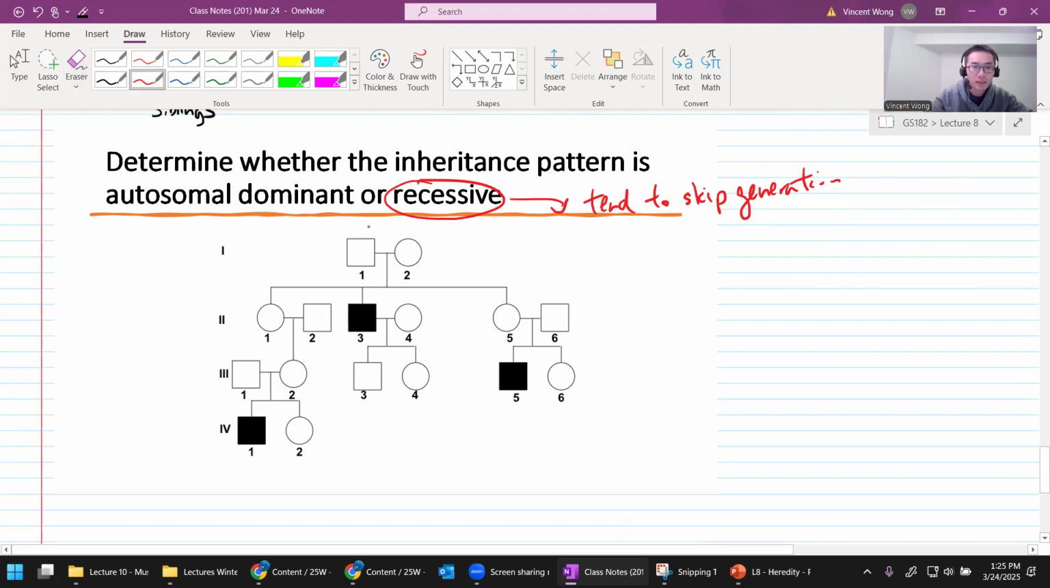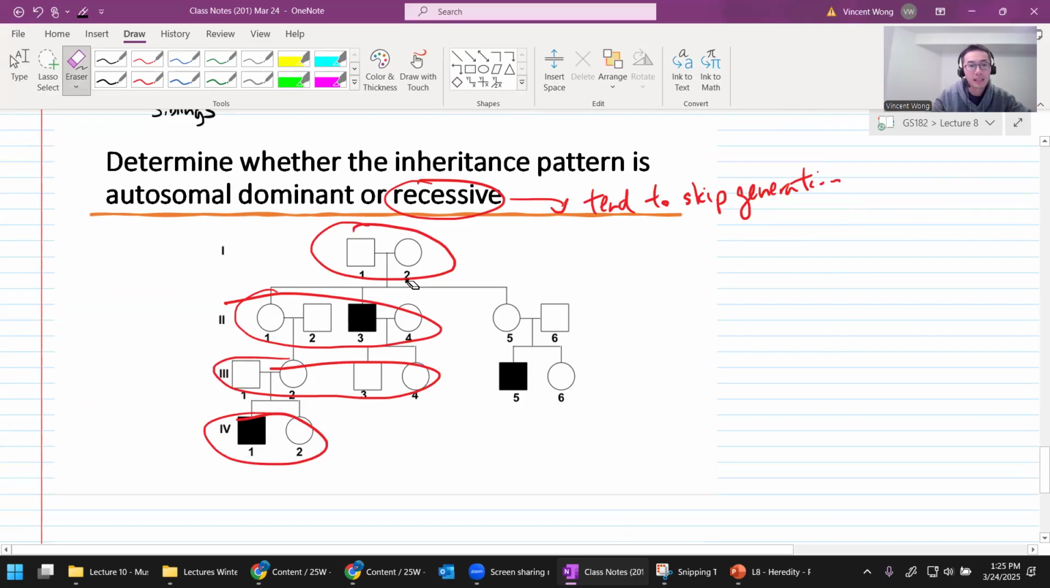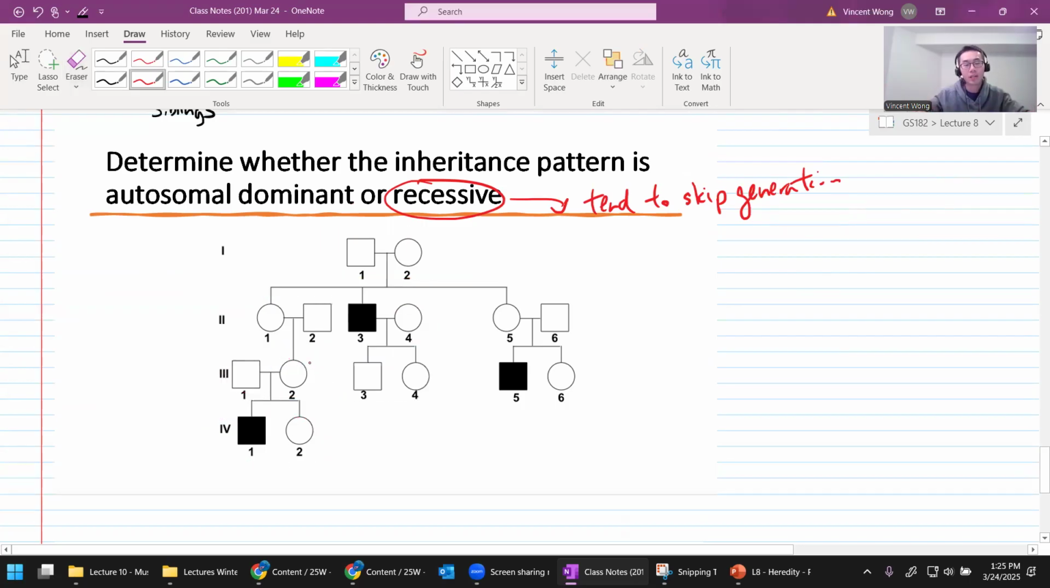Look at here. The great grandparents don't have it, and then the grandparents generation they have it, and nobody has it here, and then it shows up again. So this skipping of generation tends to be a trend for recessive.